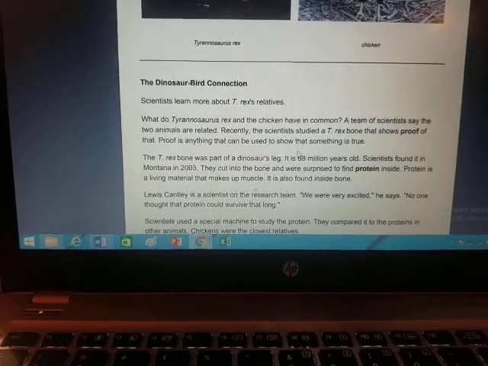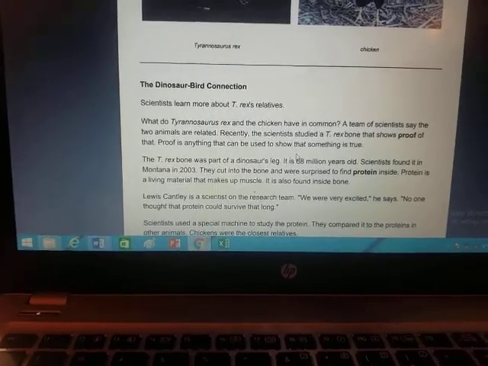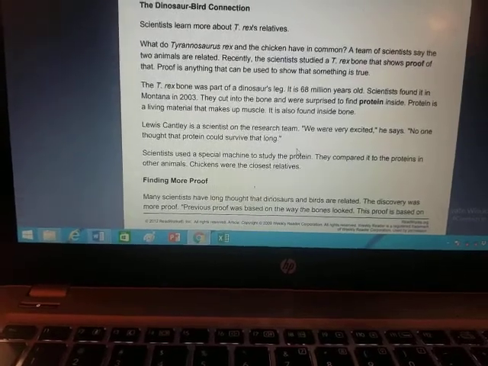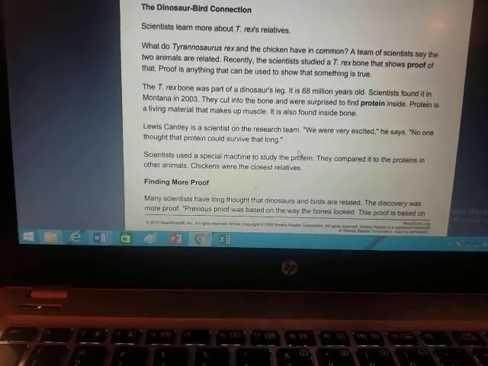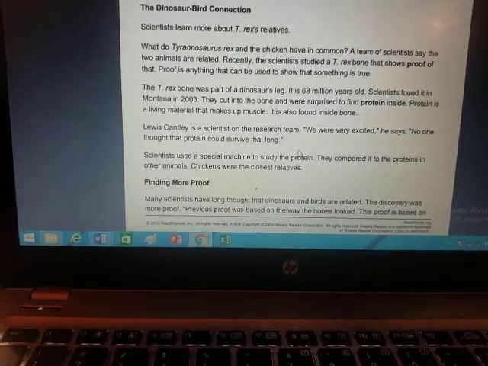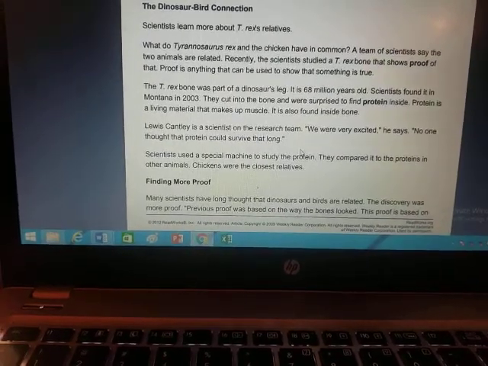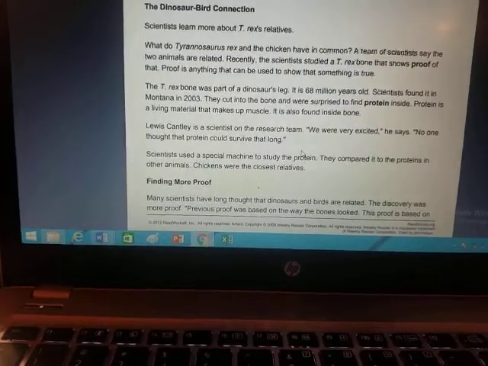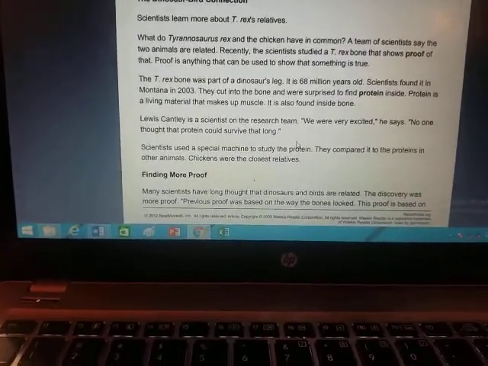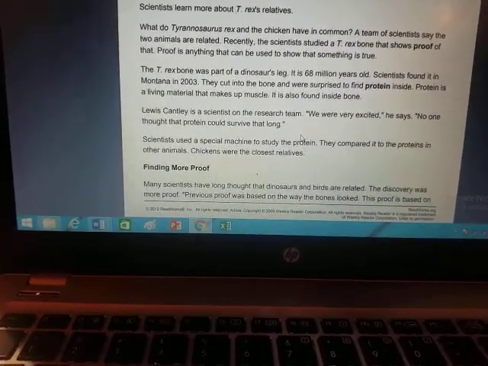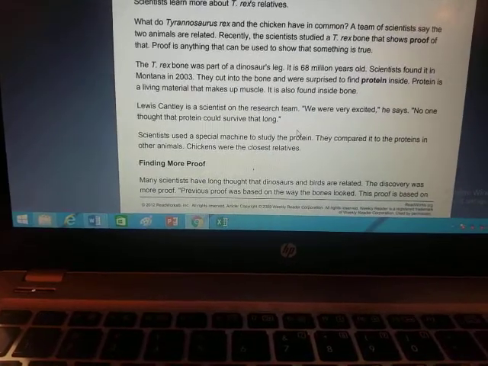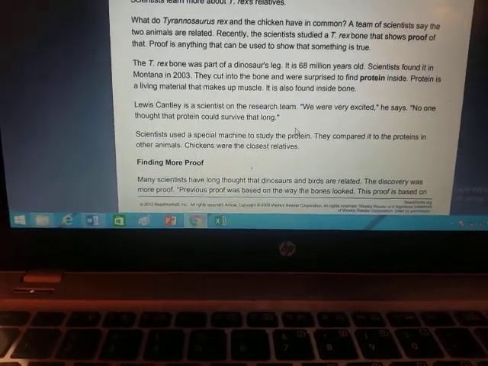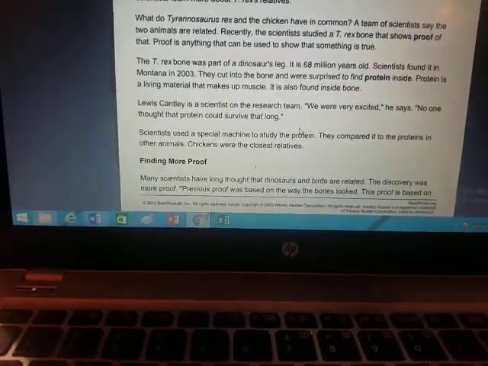Proof is anything that can be used to show that something is true. The T-Rex bone was part of a dinosaur's leg. It is 68 million years old. Scientists found it in Montana in 2003. They cut into the bone and were surprised to find protein inside. Protein is a living material that makes up muscle. It is also found inside a bone.